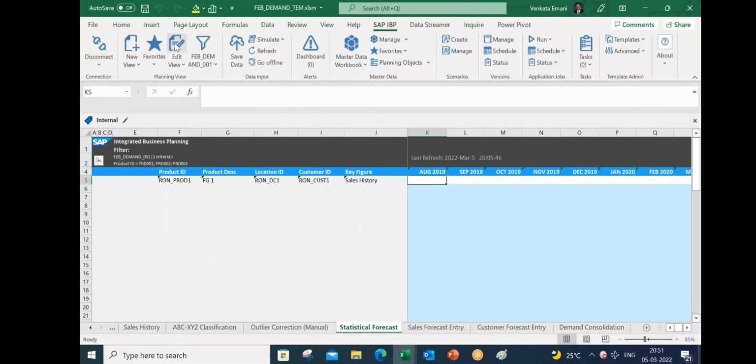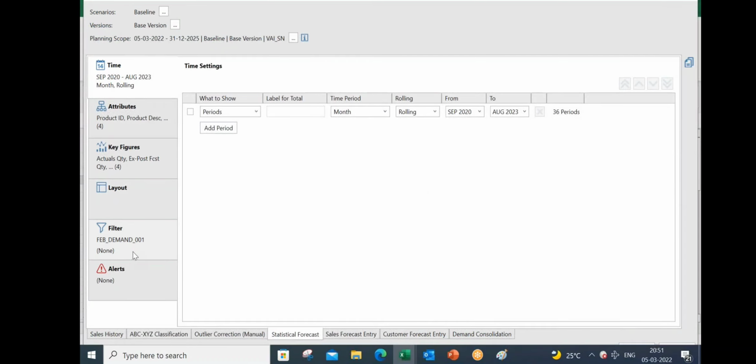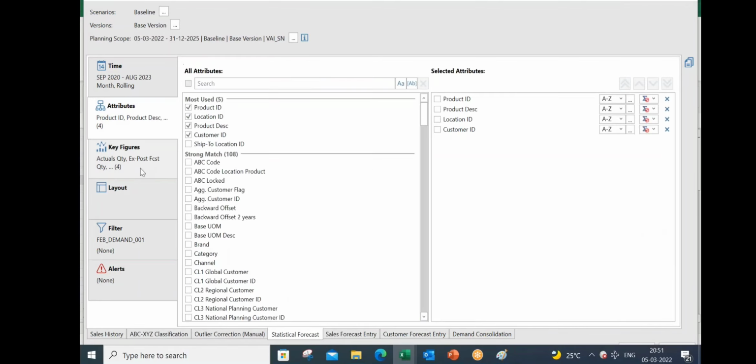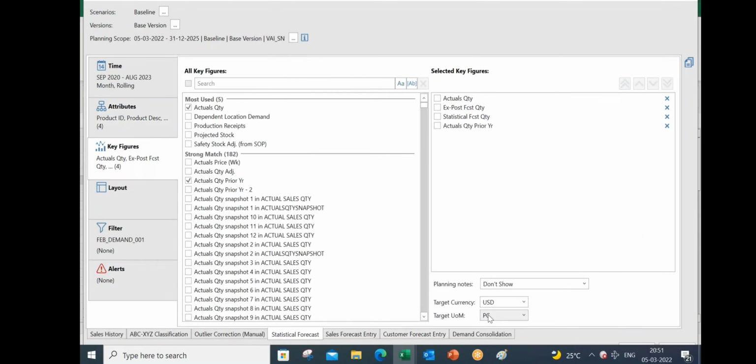I'm just showing it. Okay. So I'll go here and load my data, and I will run the statistical forecasting. So this is our filter, correct? Looks good. I have to select the correct target. Yes.